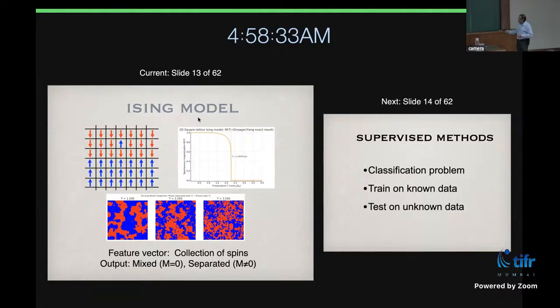Here's an example of three different cases where your output can be, you have two here. So if the magnetization is 0, it's mixed. And if it is not 0, it is unmixed. So I can try to train a supervised model out here where it's phase separated, and here where it's mixed, and that would give me the 2 points to look at. Okay.